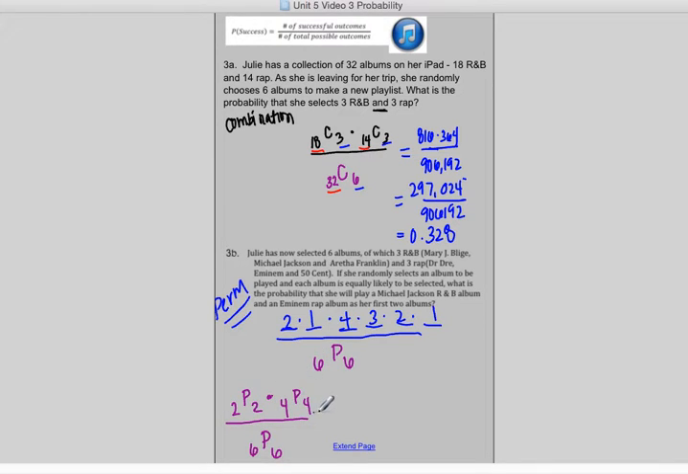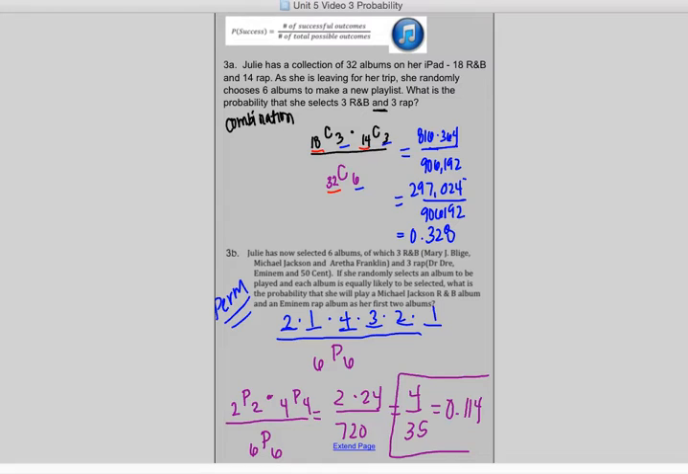Okay, if you go ahead and do this on your calculator, how many ways? Well, 2 times 1 is 2. 4 times 3 is 12. 12 times 2 is 24. So it's 2 times 24. And this is really 6 factorial, which is 720. So as a reduced fraction, it's 48 over 720, but if I reduce it, I get 1 over 15. And as a decimal, it's 0.114 or 11.4%. So it's 11.4% that she'll have Michael Jackson and Eminem as her first two, and then everything else afterwards.